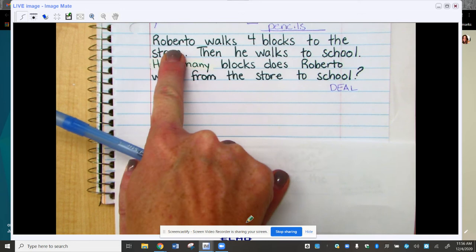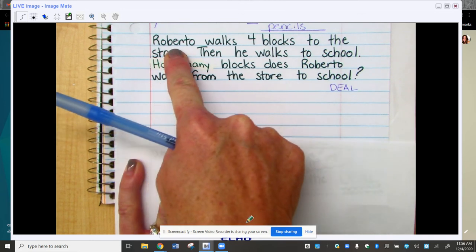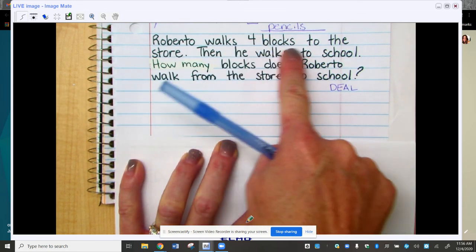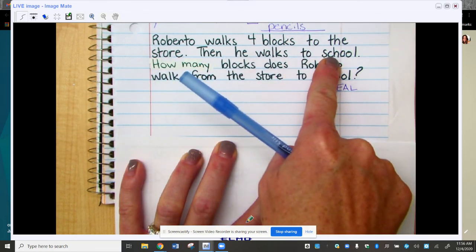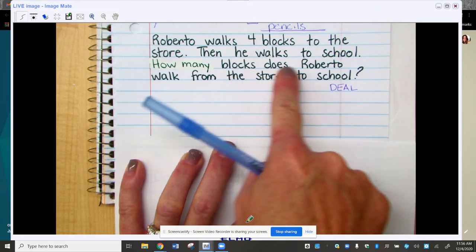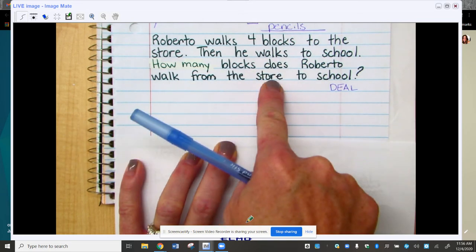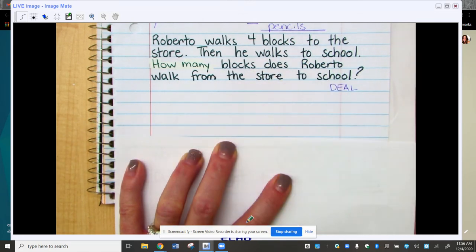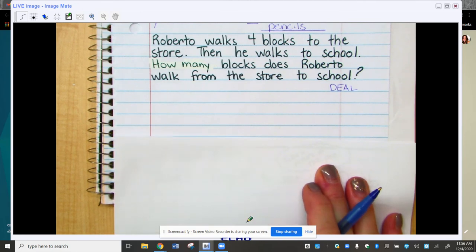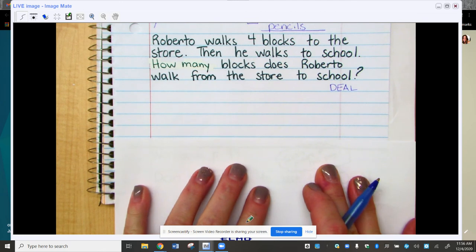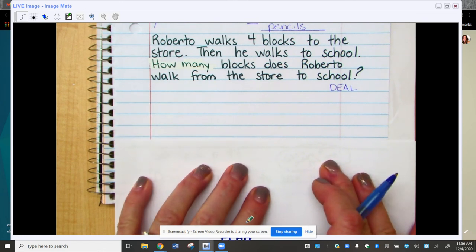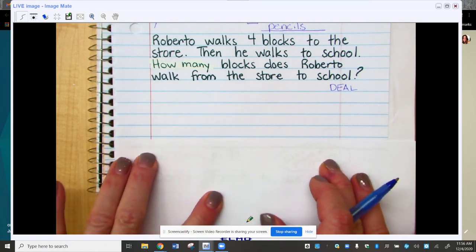Okay, this one is about Roberto. Roberto walks 4 blocks to the store. Then he walks to school. How many blocks does Roberto walk from the store to school? I don't know, but this kid's getting a lot of exercise. I guess that's a good thing, right? Okay, so let's determine what we are looking for. Are we looking for a total? Or are we looking for a missing or unknown partner? So let's figure that out.